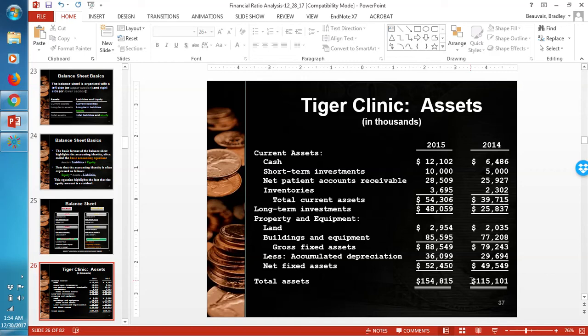Okay, so it starts to form a little bit of a question in the back of my mind, at least: okay, so what happened? Where did we get all this additional cash? Especially as we've seen a pretty sizable growth in net patient accounts receivable.